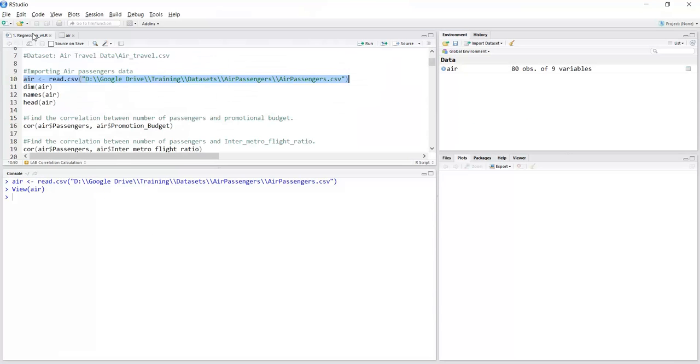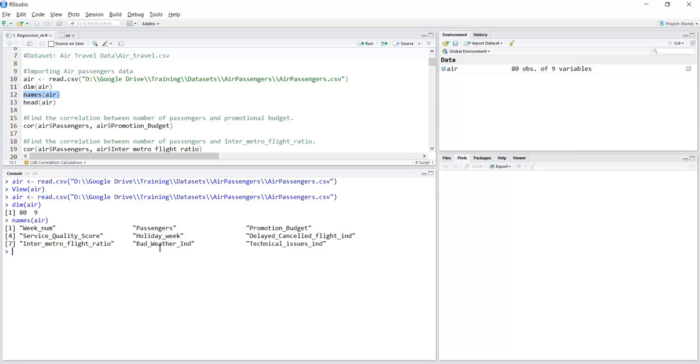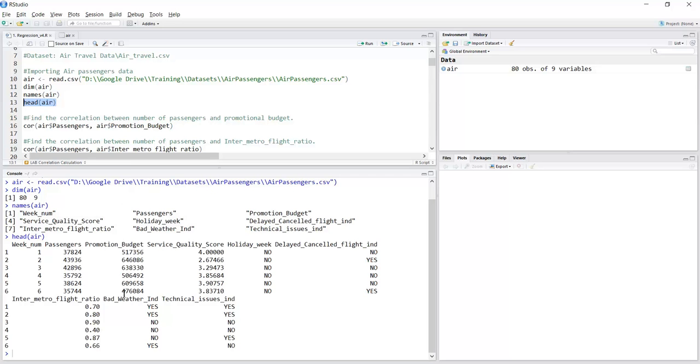So this is the data set, air passengers data. We can get the data set inside R. Here is the data set, and there are 80 rows and 9 columns in this data. These are the names of the columns: week number, number of passengers, promotional budget, service quality score, holiday week or not, delayed flight or cancelled flight indicator, intermetro flight ratio, bad weather indicator, technical issues, etc. So this is a sample data set.